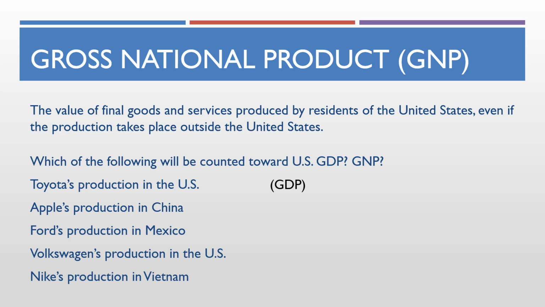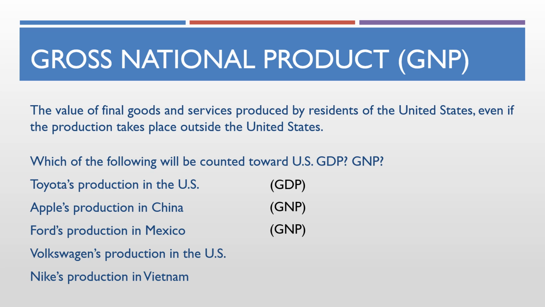On the other hand, if Apple is producing its phones, iPads, or computers in China, what should we count this as? It should count toward the measure of GNP, but not the US GDP. Since it's running the production outside the border of the United States, it cannot be counted as GDP. But since Apple is owned by United States citizens, it counts toward the GNP. As another example, Ford is a company owned by US citizens. It's running production in Mexico, and you can tell now it's going to be included in GNP, but not GDP.